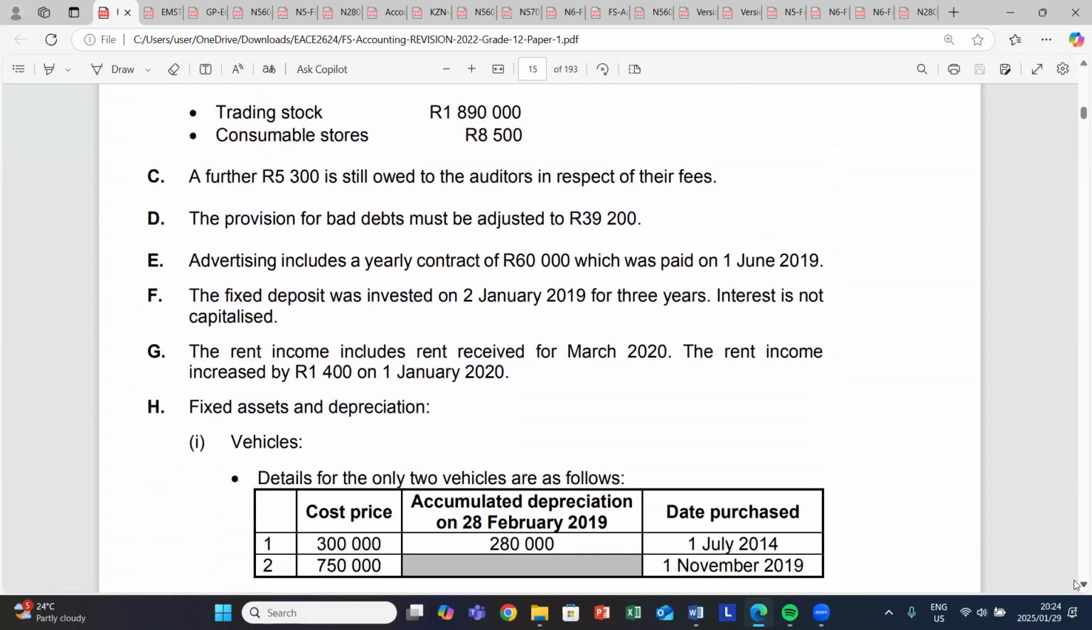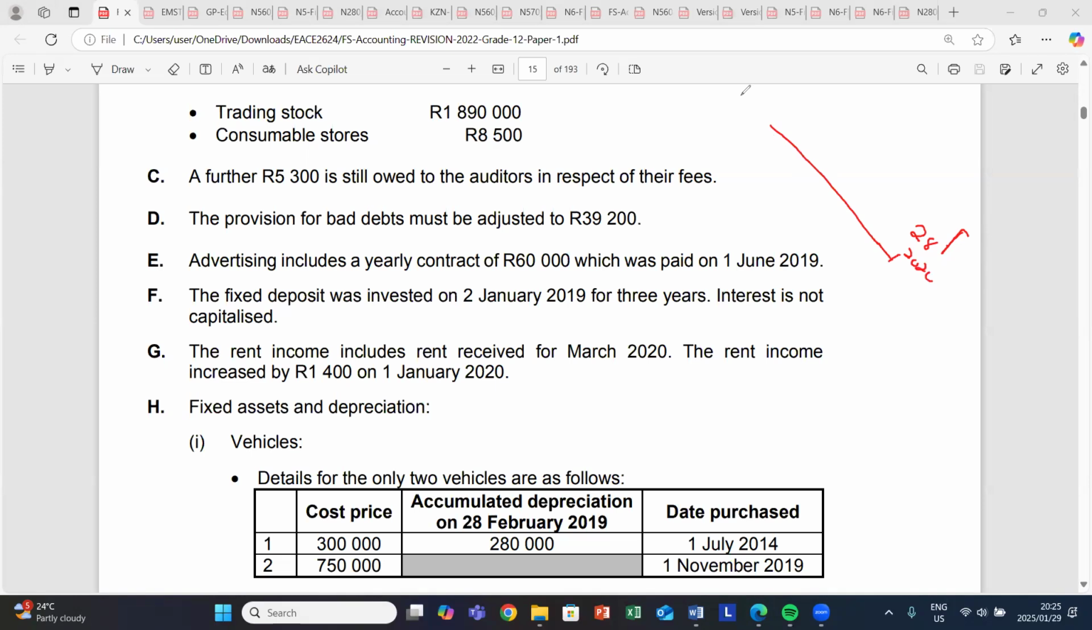And then this one for advertising. Advertising includes a yearly premium of 60,000 Rand, which was paid on the 1st of June. This one for advertising will be similar to the one for insurance. You have to draw up two financial years, the one for the business and also the one for advertising. Our business financial year ends on the 28th of February 2020.